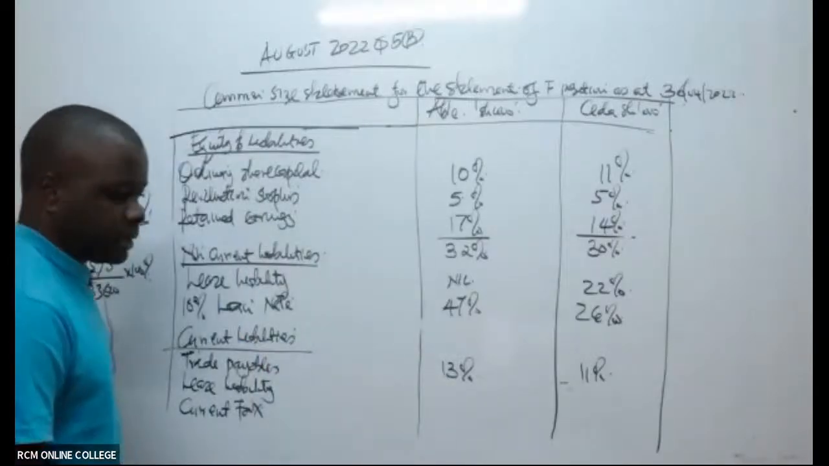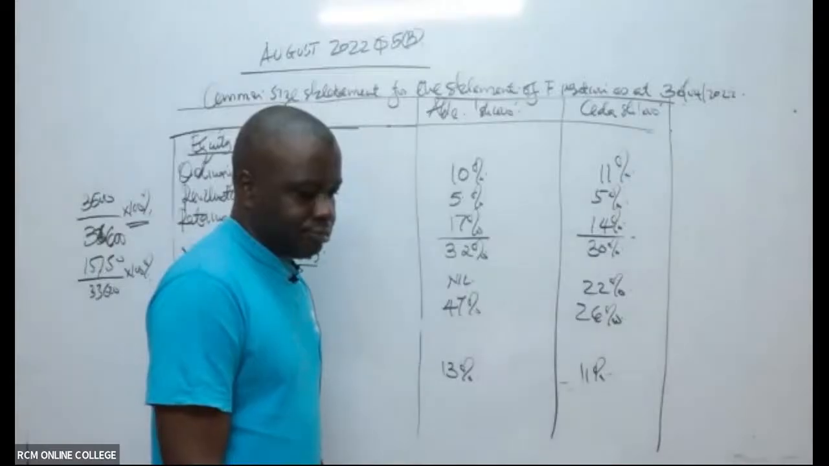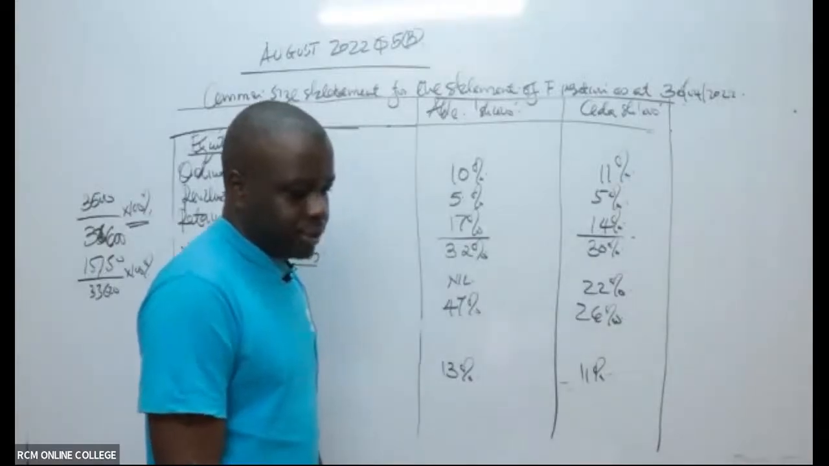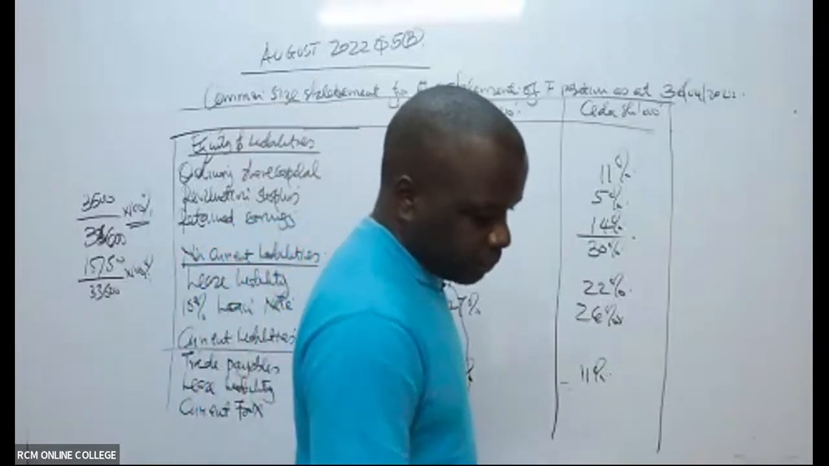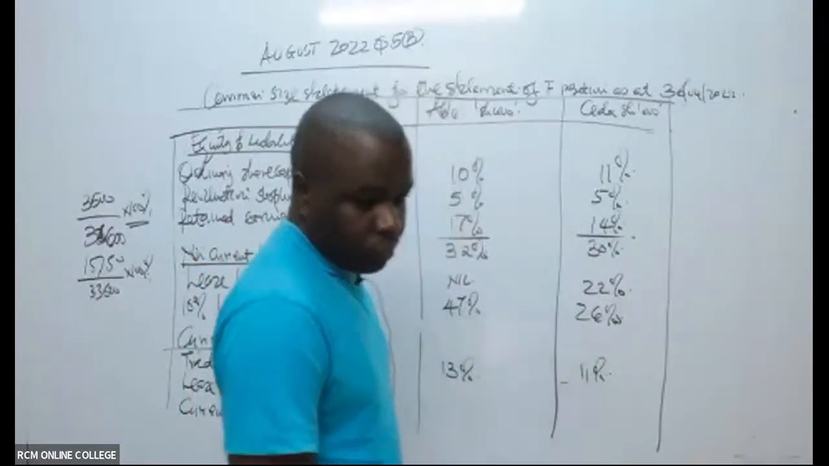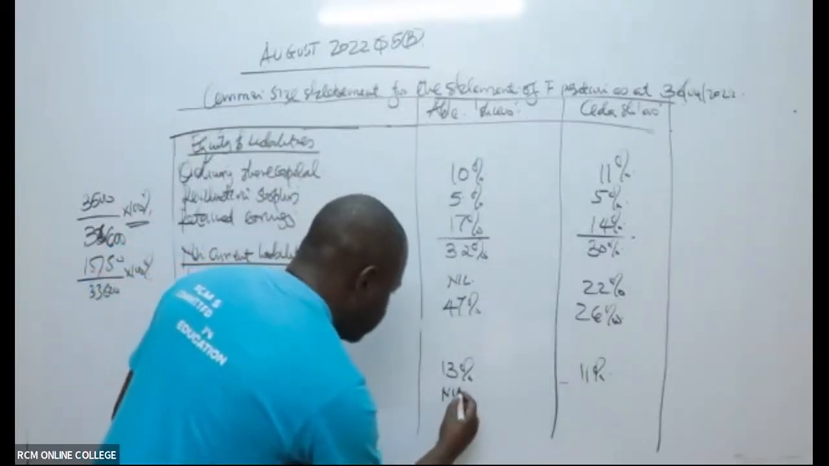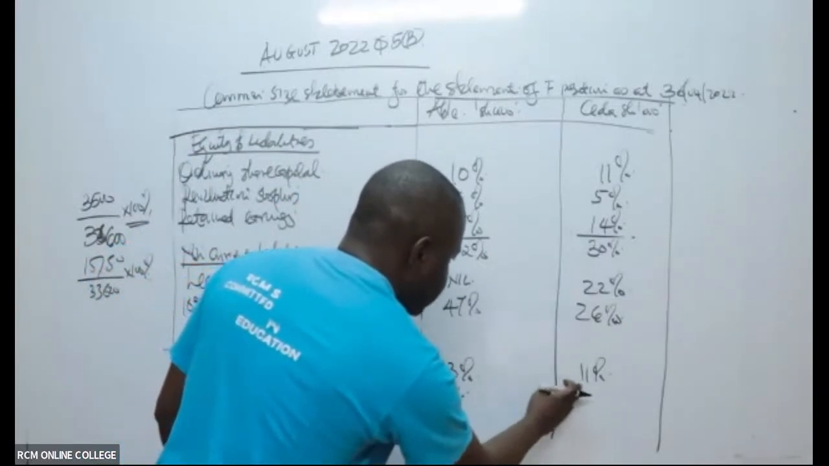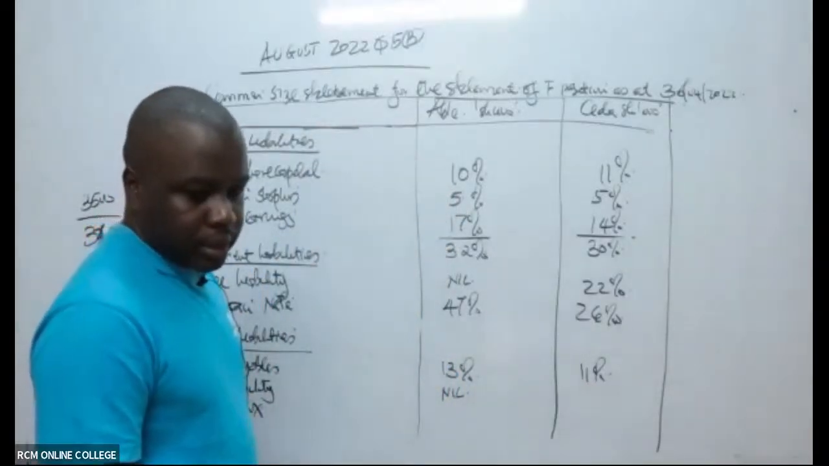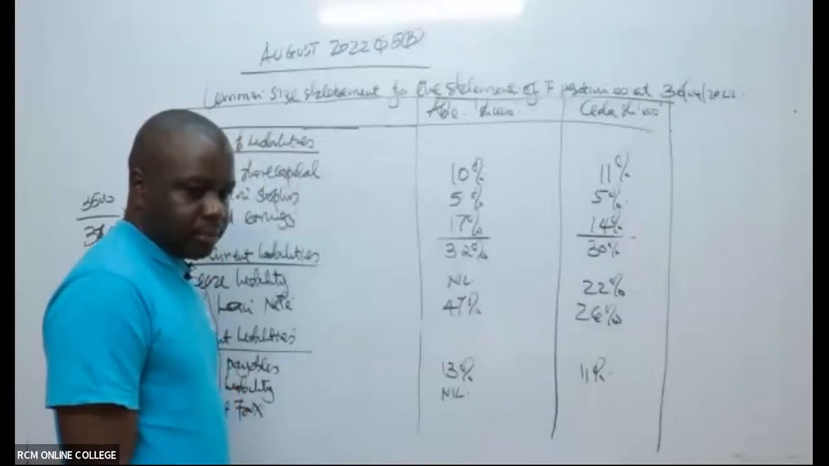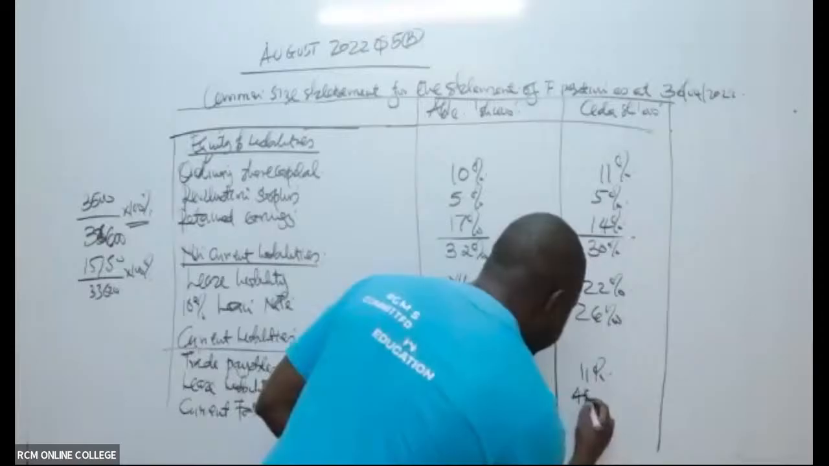So the lease liability is what percent? You're saying 11%. Is it true? Lease liability. The first one is nil because there's no figure there. What about this other side? The other side is 3.7%. So this one is 4%.